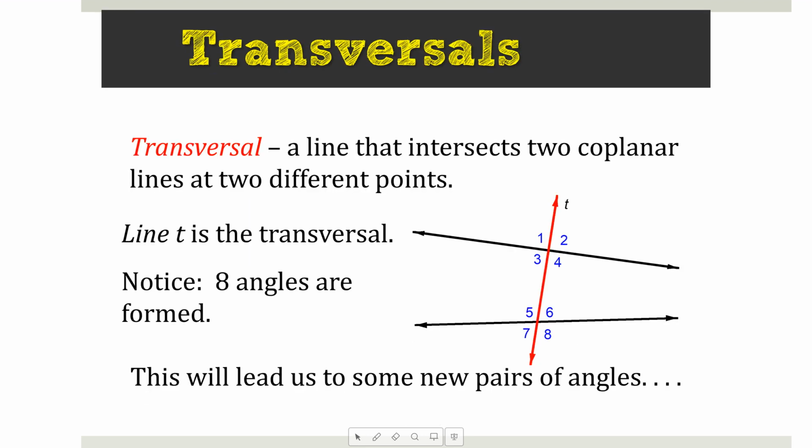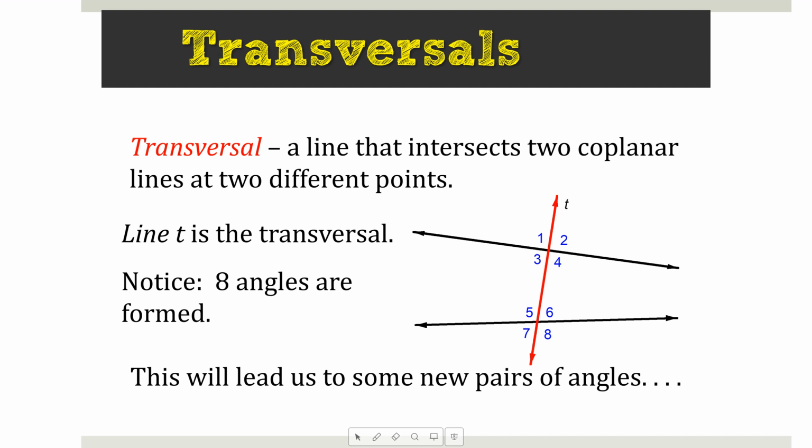All right, so now, another new term: transversal. A transversal is a line that intersects two other lines. And when it intersects the two other lines, it's always, without exception, going to form eight different angles. So we're going further down the rabbit hole of angle pairs. We've already talked about some angle pairs.